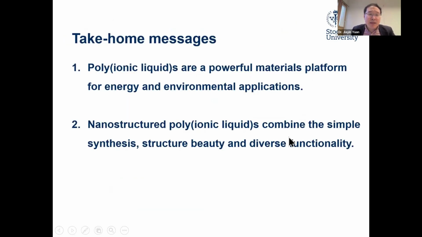I would like to share 2 messages with you. That is, polyionic liquids are a very powerful materials platform for energy and environment applications. And the next is that nanostructured polyionic liquids combine simple synthesis, structural beauty, and diverse functionality. It's great fun to work with nanostructured polyionic liquids.